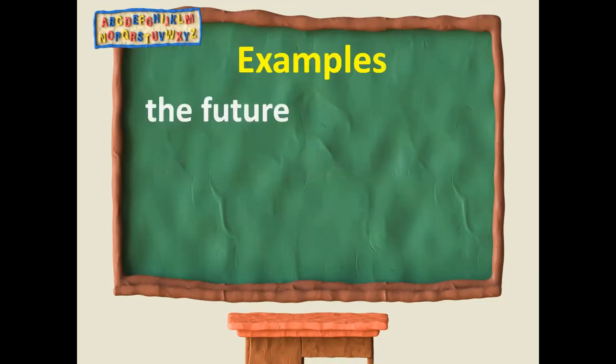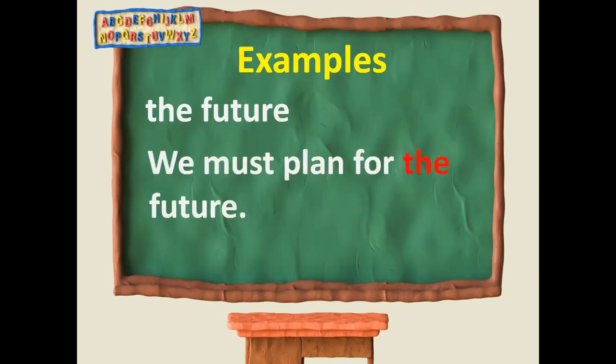Another example is future. It's also part of our life. So we'll use the before future. Never use future without the definite article the. Let's see the example. We must plan for the future. So future is part of our life. So before future, we must use the.